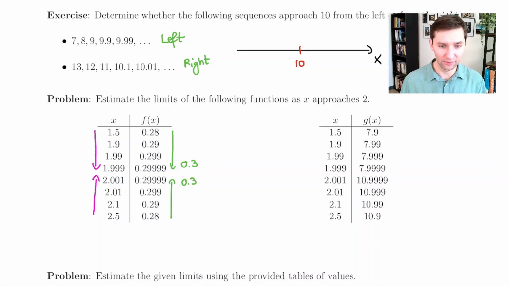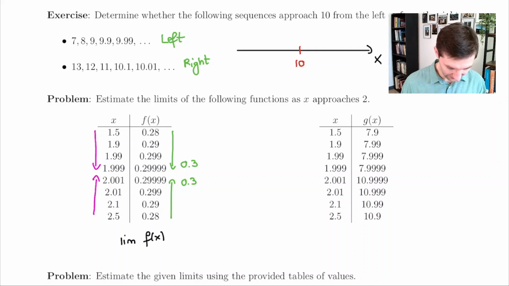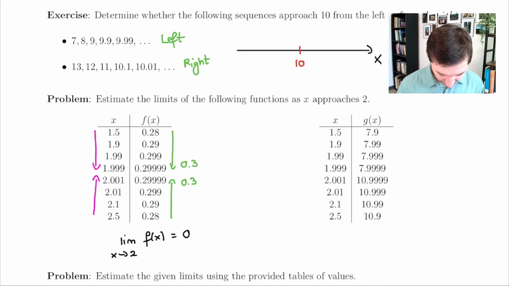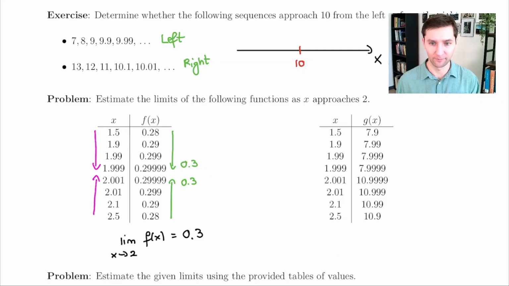We write it down in the following way. We say the limit of this function as x approaches 2. The x arrow 2 under the word limit means x approaches 2. And we determine that this equals 0.3.